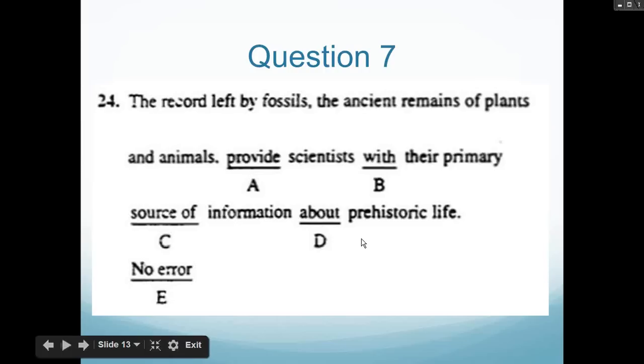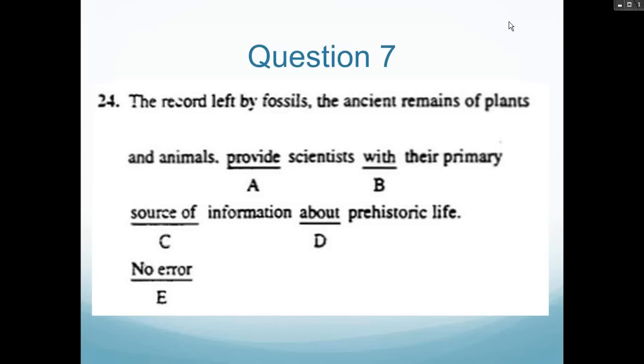Oh, this is a great one. Go ahead and read this to yourself. I'll give you 30 seconds. Okay, have an answer in your head. And the answer is A.